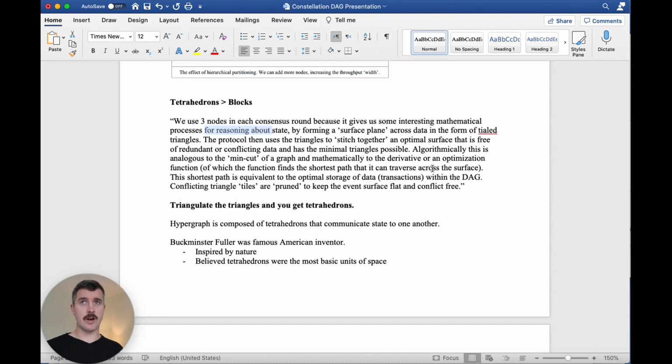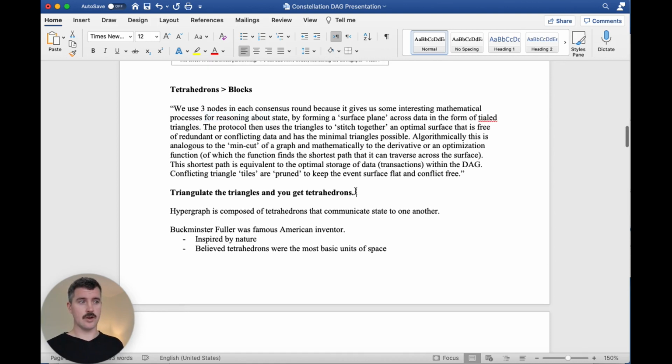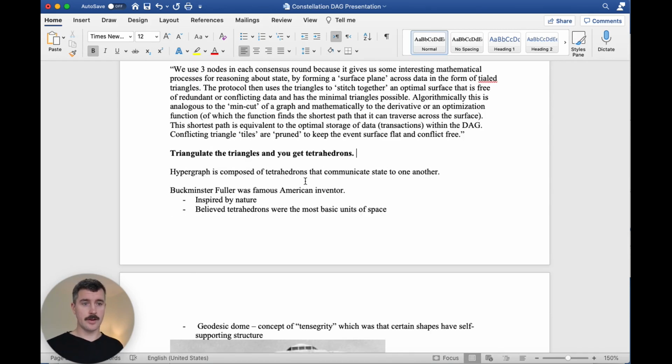If you're trying to understand why triangles, another way I think of it is like when you have 2 devices or users engaging in a transaction, you have then a third to oversee that transaction and what's happened. And that's a sort of heuristic I use to think about why they use triangles. You get tetrahedrons when you triangulate the triangles. You join the sides of each triangle to each other triangle. And that's basically what the hypergraph is composed of.